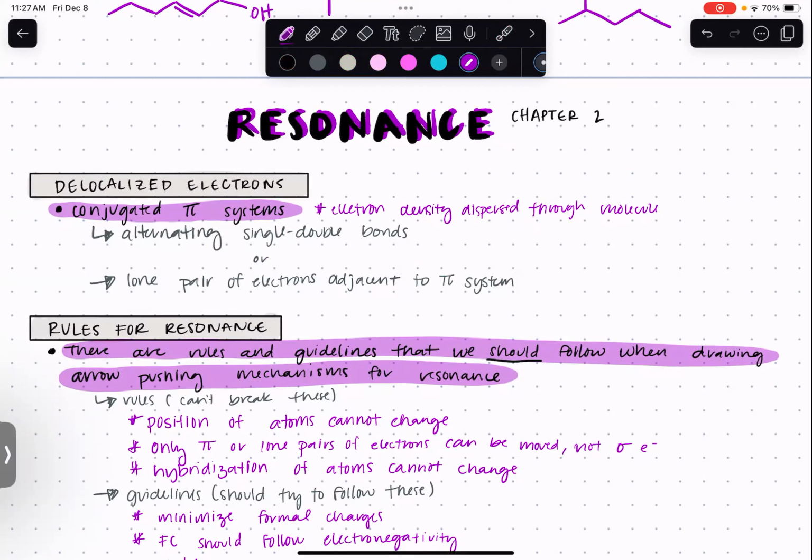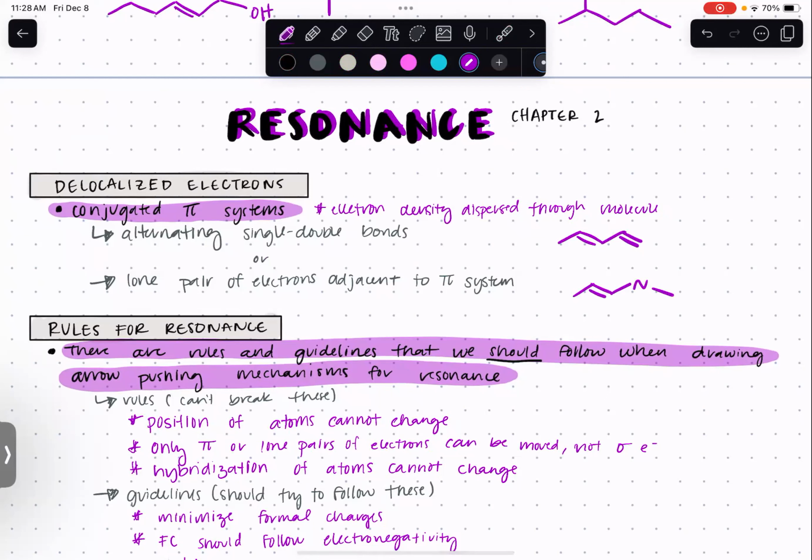It's dispersed across a couple different ones. And conjugated pi systems can either be alternating single double bonds or a lone pair of electrons adjacent to a pi system. So the alternating single double bonds would be something like this, where we get single, double, and then a lone pair of electrons adjacent to a pi system could be a couple different things.